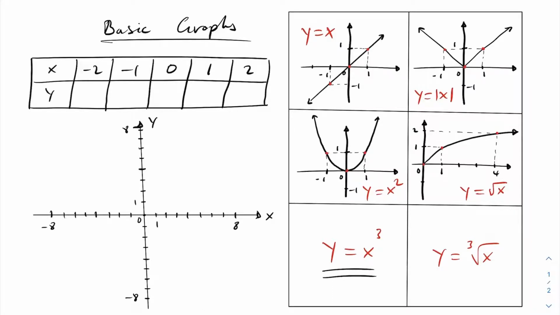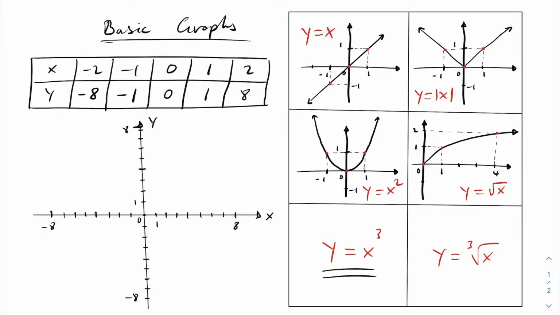Again, I have my 5 locations here: -2, -1, 0, 1, and 2. And for the y coordinate, I'm going to have -2 raised to the power of 3. That's going to give me -8. Then I'm going to have -1 raised to the power of 3. That would give me -1. Then I'm going to get 0, then 1, then 2 to the power of 3 would give me 8.